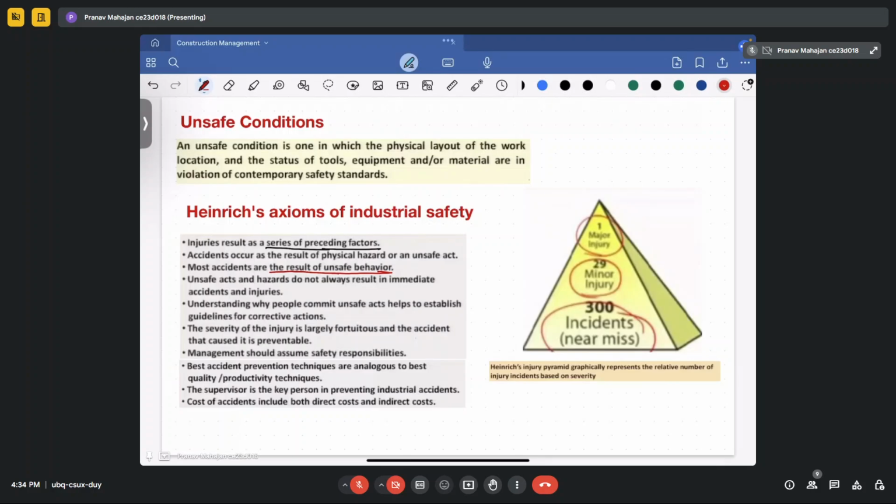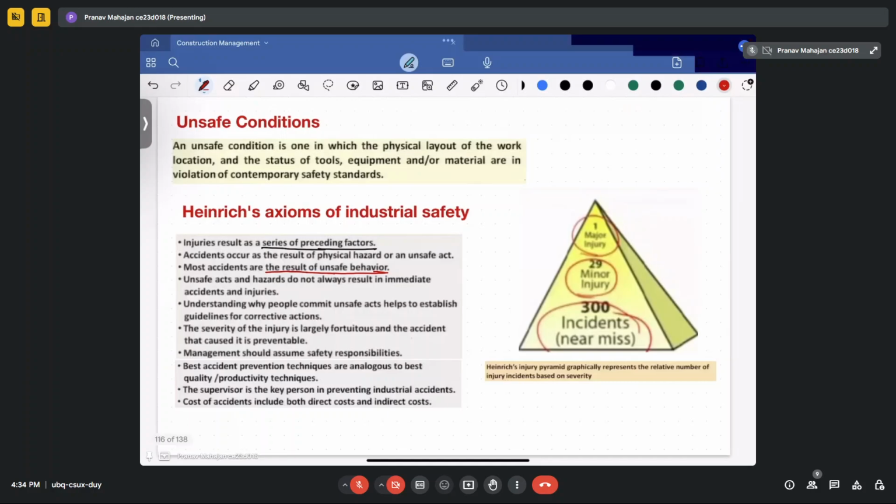So this is what the Heinrich pyramid tells you: near incidents are very common. Almost 300 events are occurring at a site, and minor injuries are very few compared to that, almost one tenth of the near-miss events, contributing to almost 29 in value, and then one major injury. So this pyramid triangle for the injuries happening at a site is provided to you.